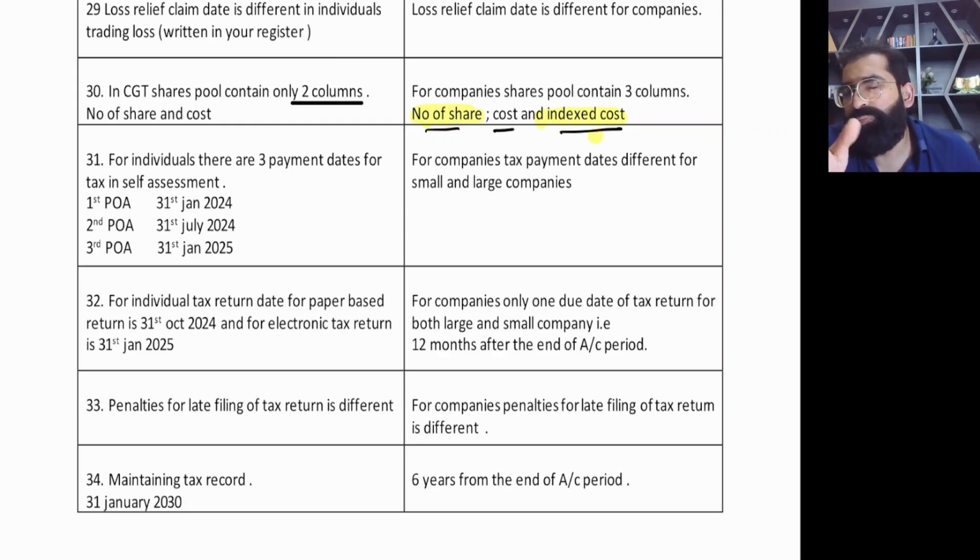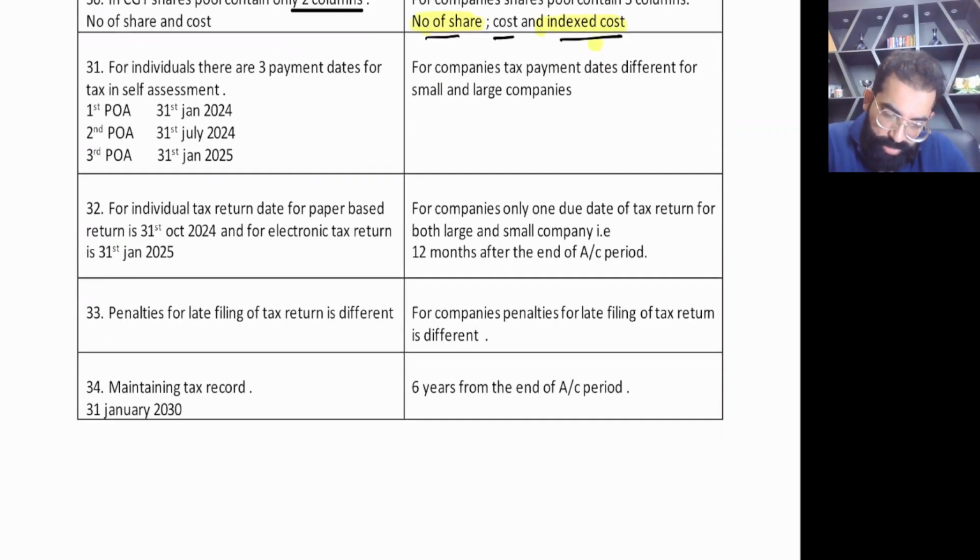For large companies, definitely installments. Now, next. For individuals, tax return date for paper-based return is 31st October and for electronic return it's 31st January.